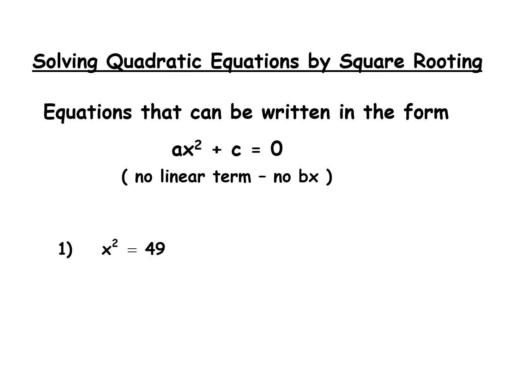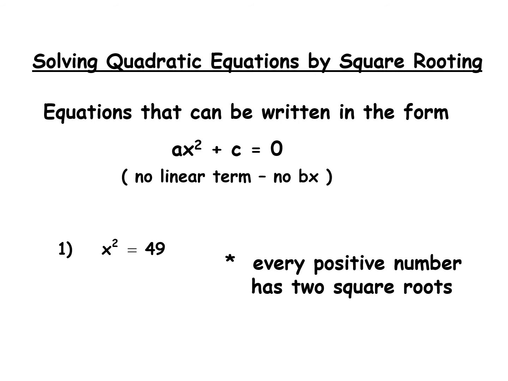So let's look at a very simple equation. I have x squared equals 49. Every positive number has two square roots. So if I take the square root of both sides, I have to put a plus or minus in front of the 49. So I have the square root of x squared equals plus or minus the square root of 49. So my answer will be x equals plus 7 or x equals negative 7. Or you can write it as x equals plus or minus 7. You can plug that into the equation and you can see it's true because positive 7 squared is 49, but negative 7 times negative 7 is also 49.